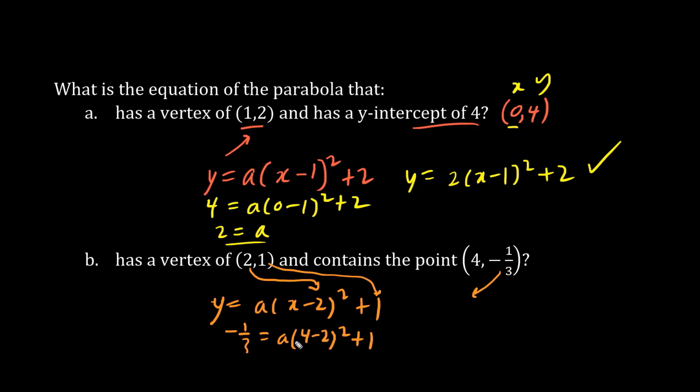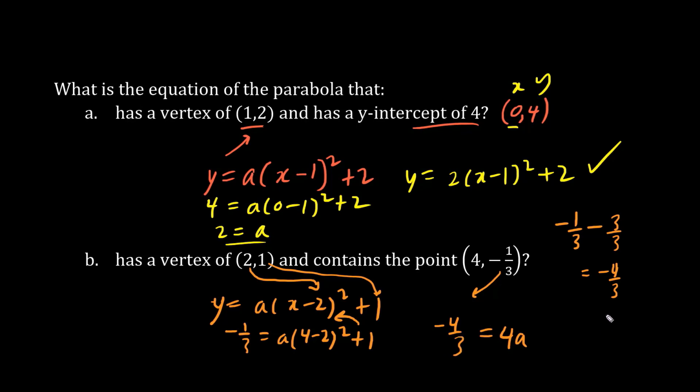What is 4 minus 2? We have 2. 2 squared is 4. So we have 4a, and we have negative 1/3 minus 1. Let's do some scratch work here. What is negative 1/3 minus 1, or minus 3 over 3? It is minus 4 over 3. So we write minus 4 over 3 here.